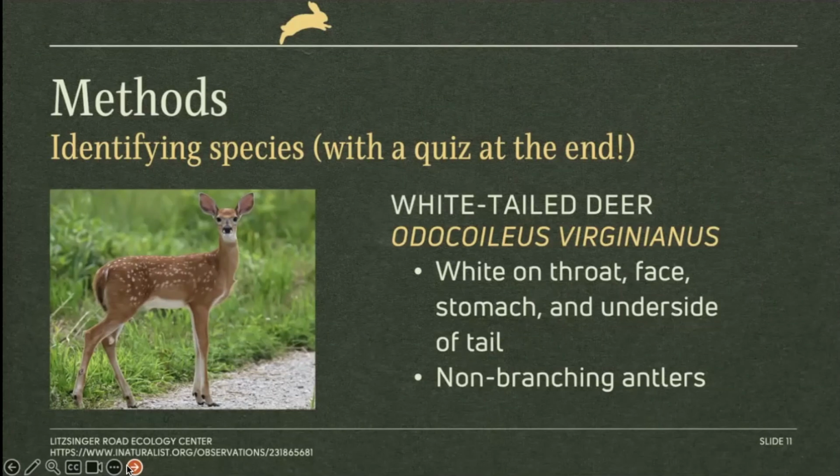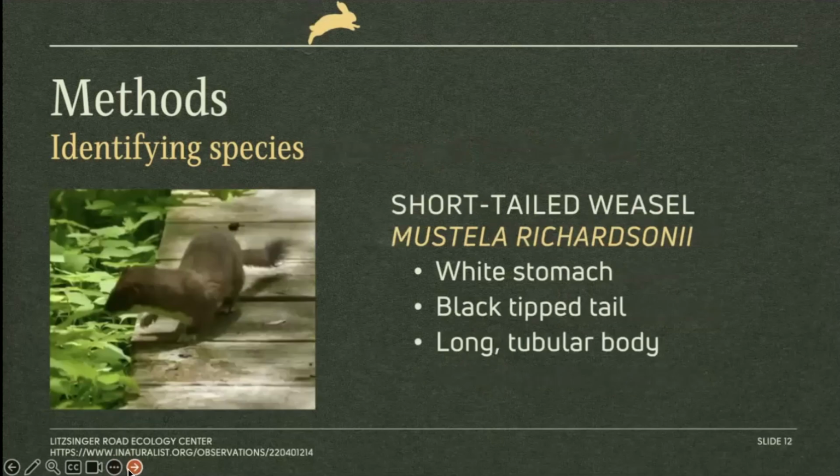But if you find a buck that has the full antlers, it is non-branching. So it only has one piece of antler, it doesn't have another one that spikes out like this, which would be another species of deer. Are there other species? Another species. Yeah, we don't have any on our property, but if you're in another area of the US, they have different kinds of deer. Then we have the short-tailed weasel.